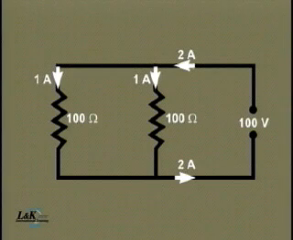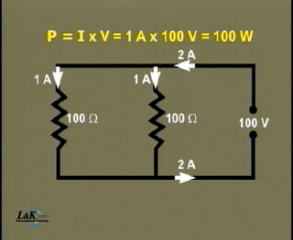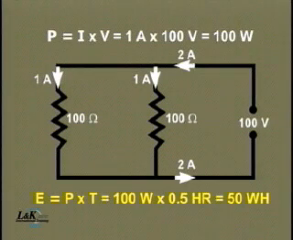The power consumed by each branch circuit is equal to I times V, that is 1 amp times 100 volts equals 100 watts. What will be the energy consumed in watt-hours during half an hour? Energy equals watts times hours equals 100 watts times 0.5 hours equals 50 watt-hours.